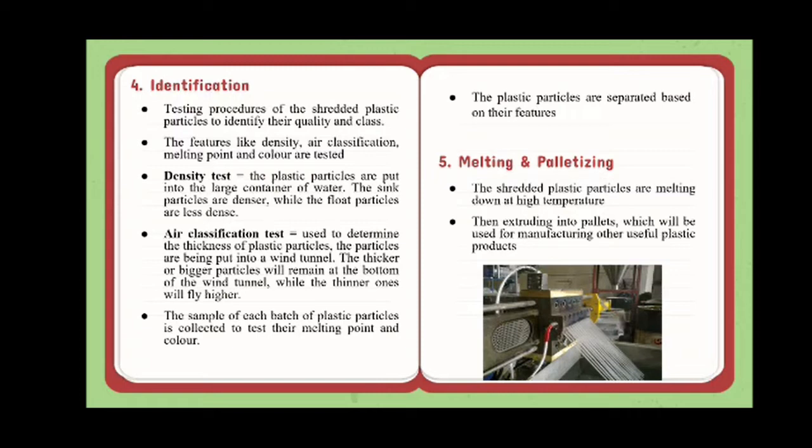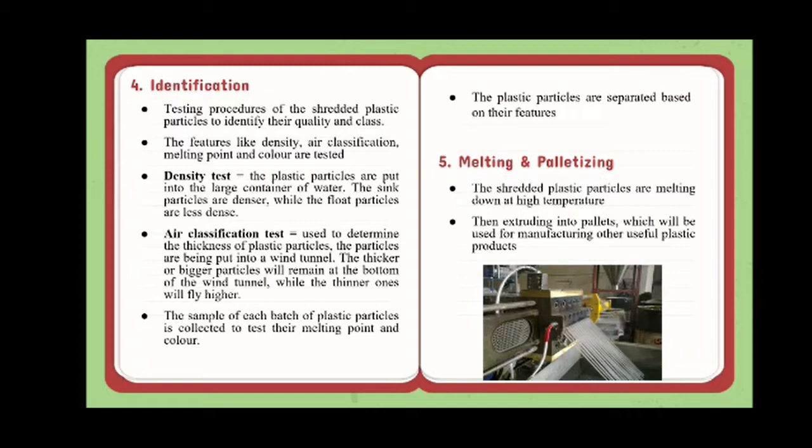For the air classification test, which is used to determine the thickness of plastic particles, the plastic is put into a wind tunnel. The thicker or bigger particles will remain at the bottom of the wind tunnel, while the thinner ones will fly higher. A sample of each batch of plastic particles is collected to test their melting point and color. Then the plastic particles are separated based on their features for further processing.